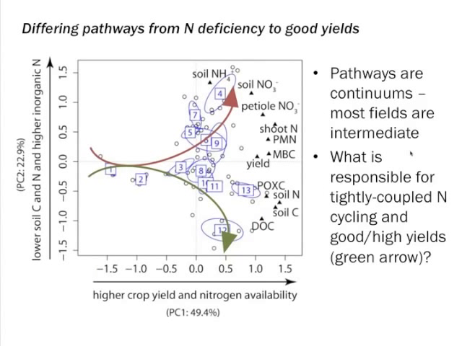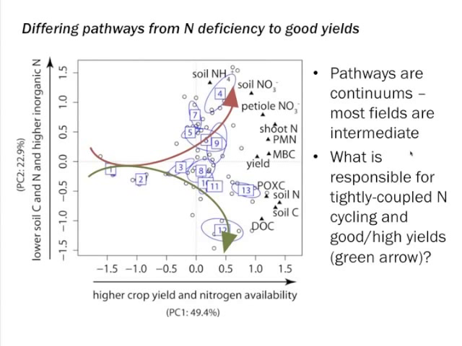And so just to summarize this, broadly speaking, what this illustrates are differing pathways from nitrogen deficiency to good yields. In this red arrow, we're moving from left to right, and we see that we're moving from lower to higher yields, but we go up towards higher concentrations of soil inorganic nitrogen, the potential for nitrogen loss.